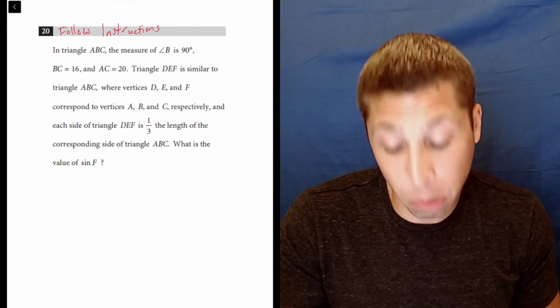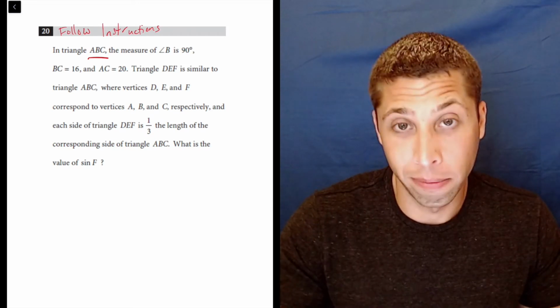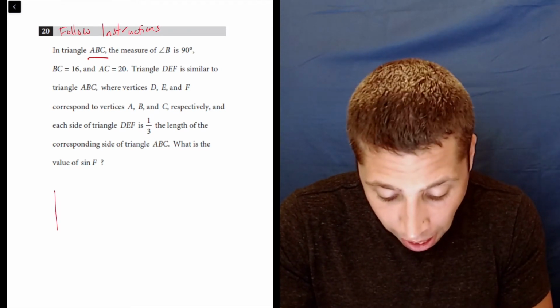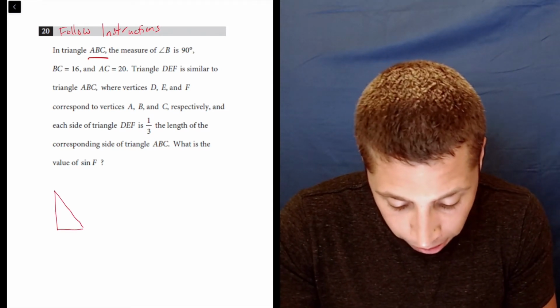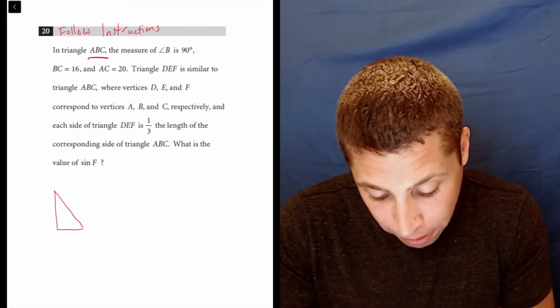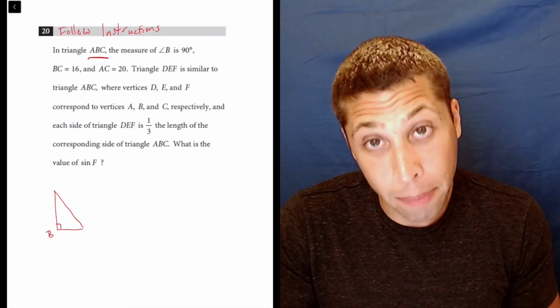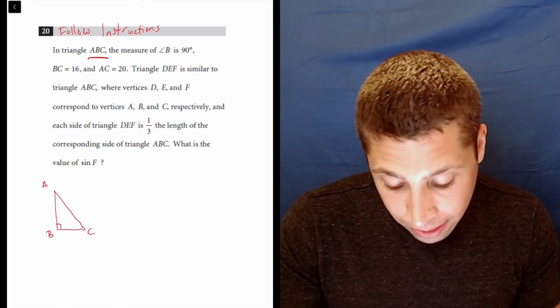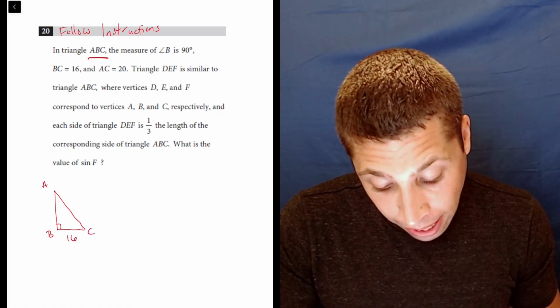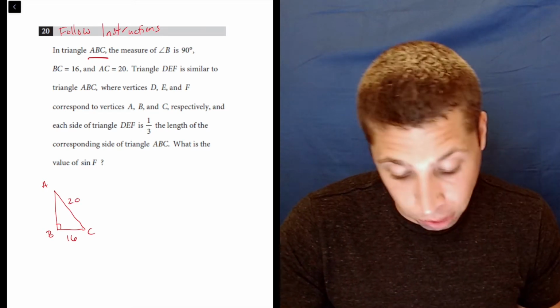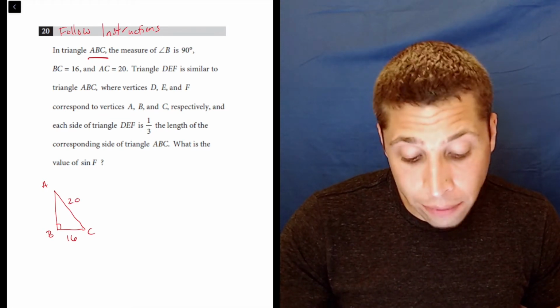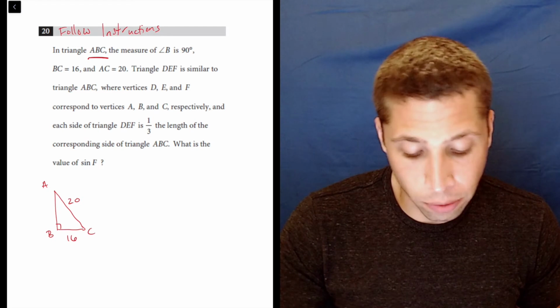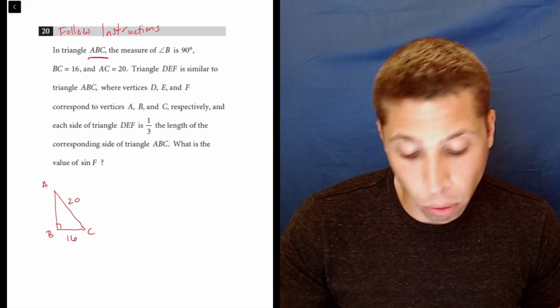So first and foremost, we're being told there's a triangle, but I don't see a triangle. So my instruction, it's implied, is draw one, right? So ABC, the measure of angle B is 90. So this has got to be my B, and then let's just do ABC like this. BC is 16, and AC is 20. Okay, there's my triangle.